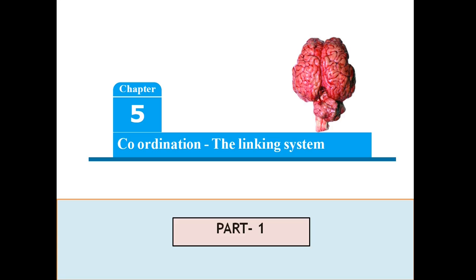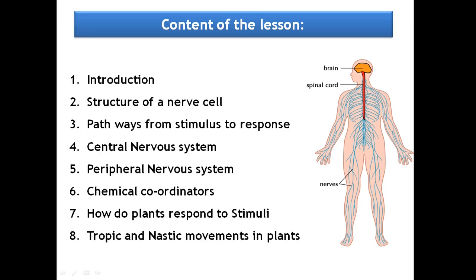Welcome to Lesson 5, that is Coordination, the Linking System. In this lesson, we are going to study the topics: introduction to nervous system, structure of a nerve cell, pathways from stimulus to response, central nervous system, peripheral nervous system, chemical coordinators, that is hormones, how do plants respond to stimuli, tropic and nastic movements in plants.